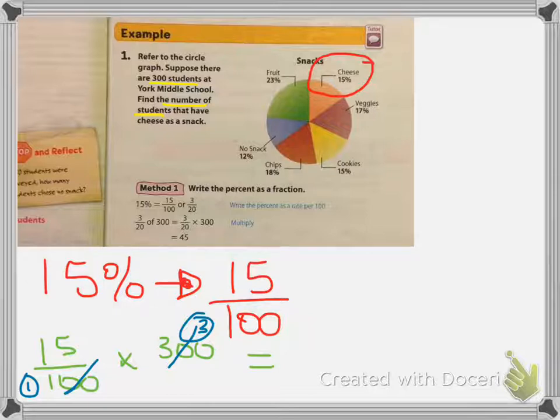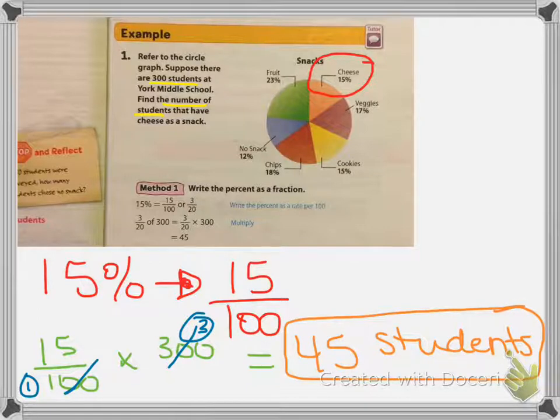And then you're going to cross simplify, as I've done here, by dividing out that 100. So you get 1 on the bottom and 3 on the top. And then you're finally left with 15 times 3, the numerator of 15 and the 3. And that gives you your answer of 45 students. If this were a test, you would want to make sure that you wrote 45 and then the word students, because with word problems I'm looking for the unit so that I know that you know what you're doing.